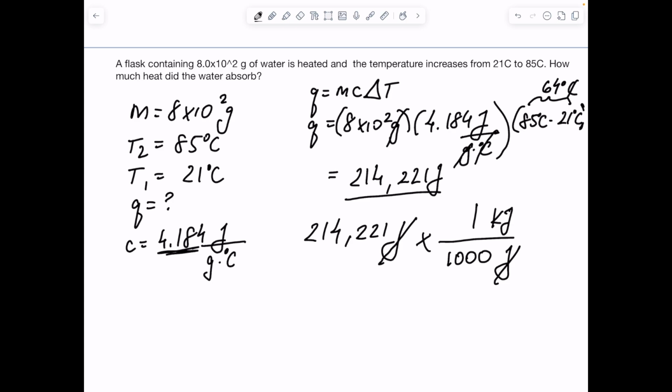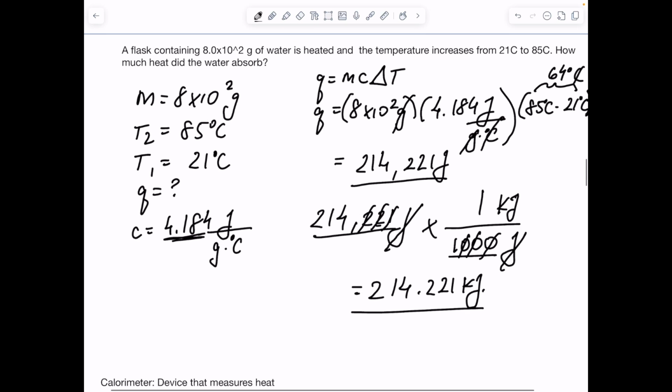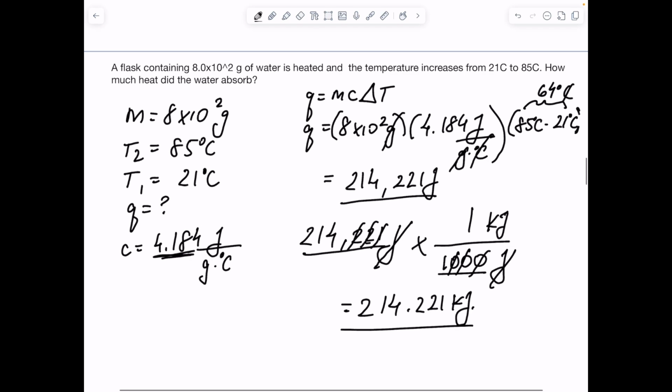So we're going to use this number and divide it by 1,000. So 1, 2, 3, 1, 2, 3. It should be 214.221 kilojoules, or just 214 kilojoules. That would be our final answer in kilojoules, or 214,221 joules. So that is how we would answer this question.